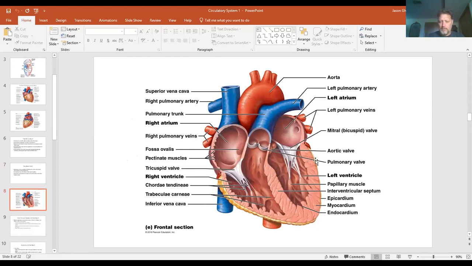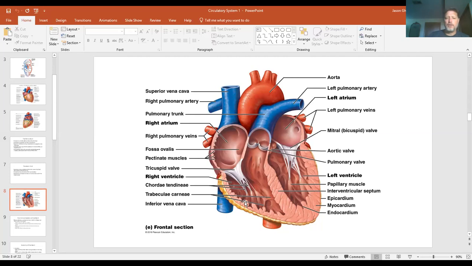Epicardium is the membrane that lines the heart. There's a similar membrane just like it on the inside, and that is the endocardium that goes all over the inside of the heart. And then the muscle, the meat of the heart, is called the myocardium.